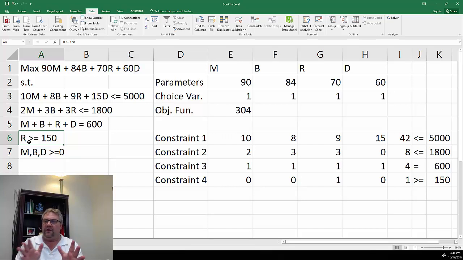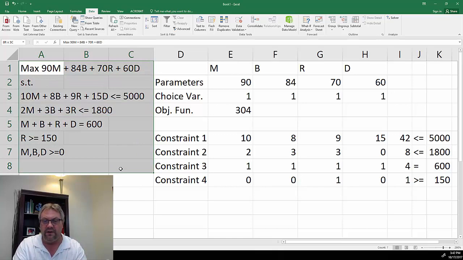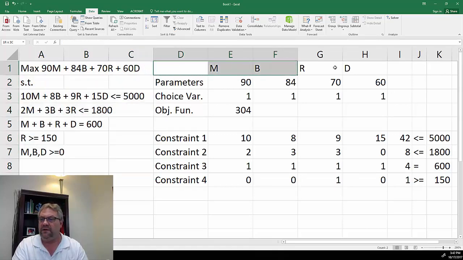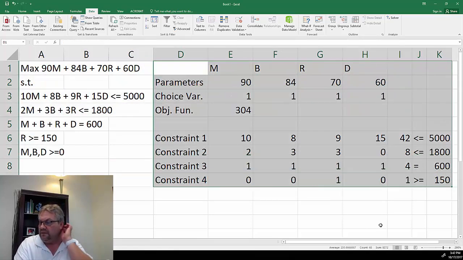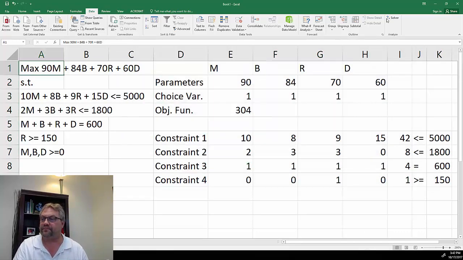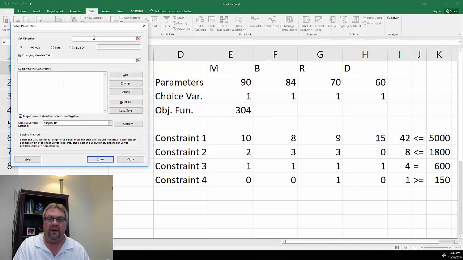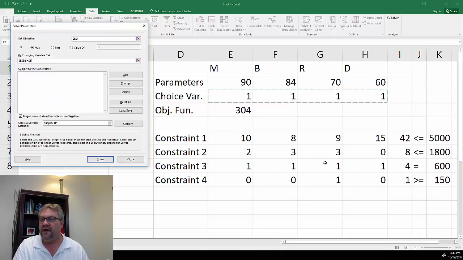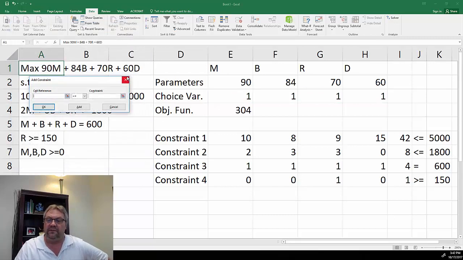Okay, so let's run this. I've transferred this problem into something that Excel can deal with. So let's solve this. I want to maximize that by changing all of these. And again, this is nice too, because you can see I've got more than just 2 choice variables. I've got 4 products.